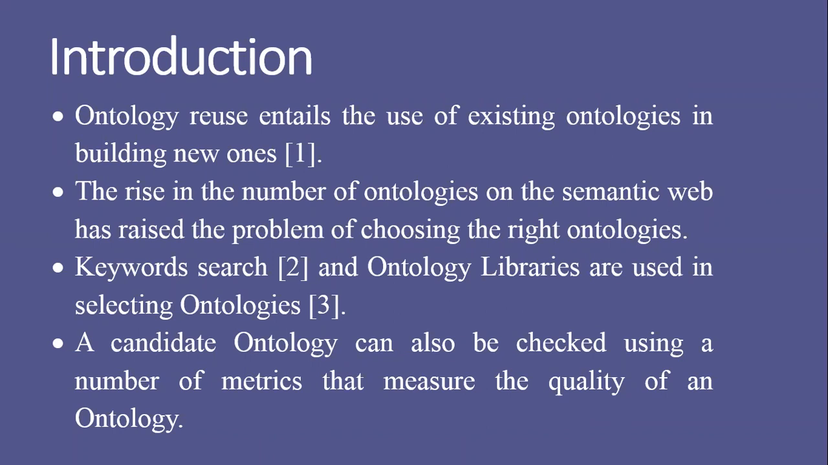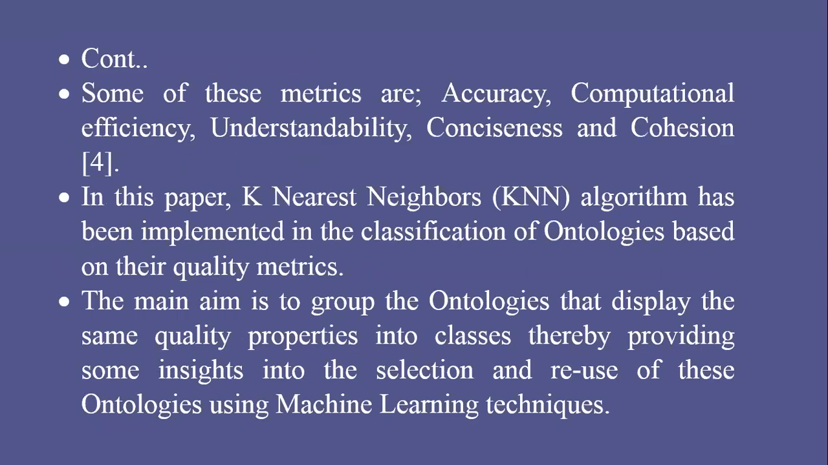Over the recent past, the process of selecting ontologies has only been limited to keyword search and also the use of ontology libraries. A candidate ontology can also be selected using a number of metrics, and these metrics can measure the quality of an ontology. Some of these metrics are accuracy, computational efficiency, understandability, conciseness, and cohesion.